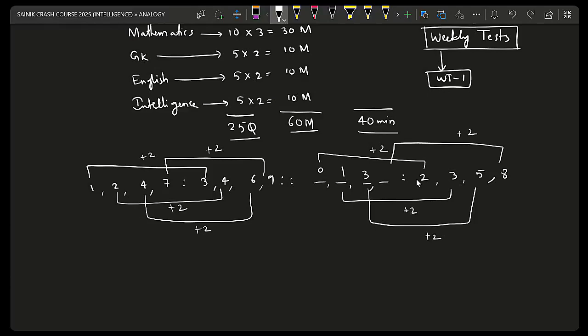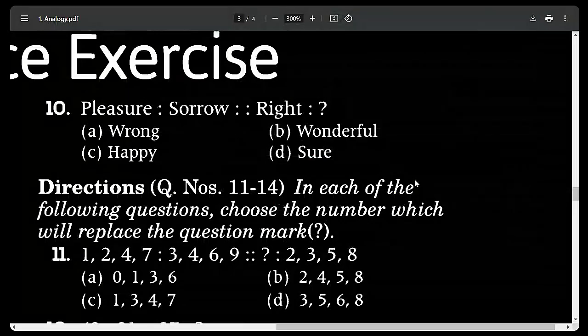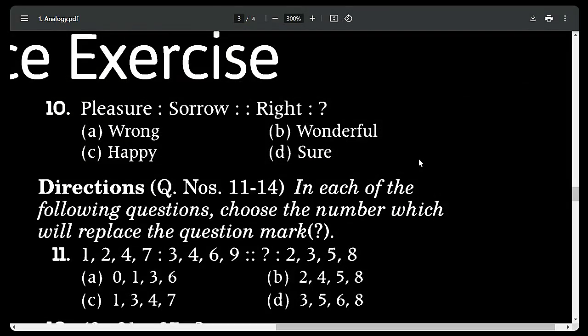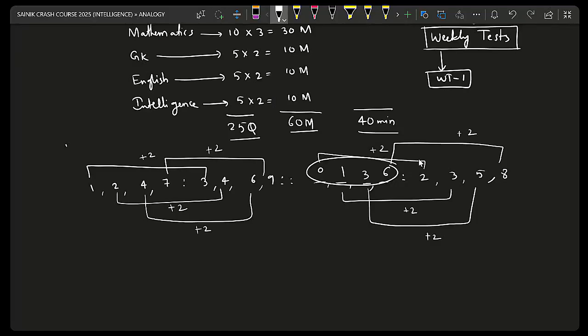So 6, 6. So 0, 1, 3, 6. Is there any option here? Yes. Which option is correct, Sanvi? Sir, A. So 11th question in the exercise, we got answer A. Very good, Sanvi. You can mute yourself now.